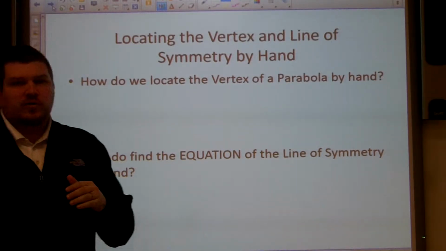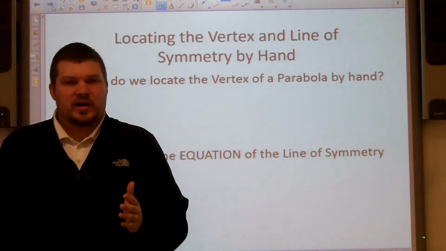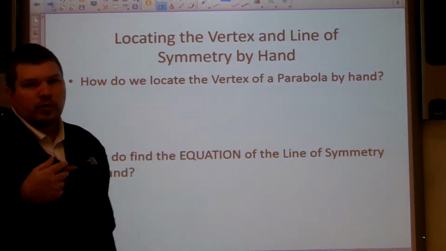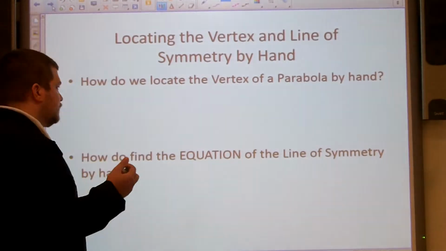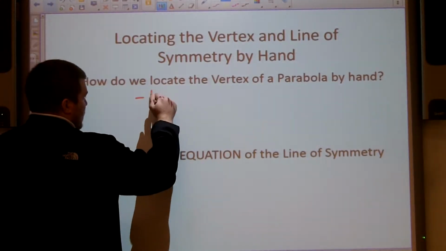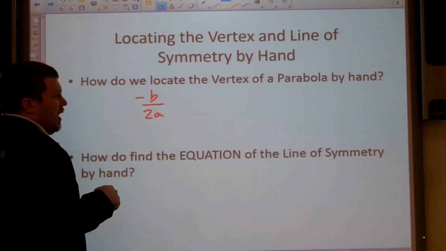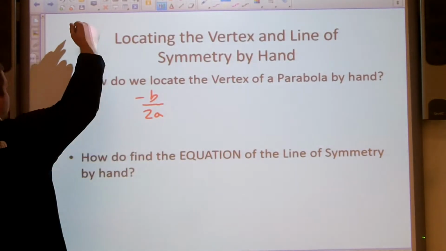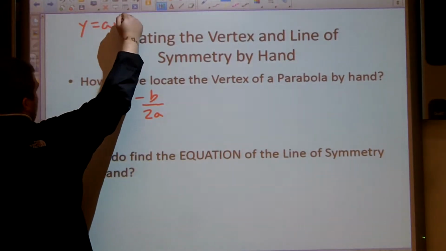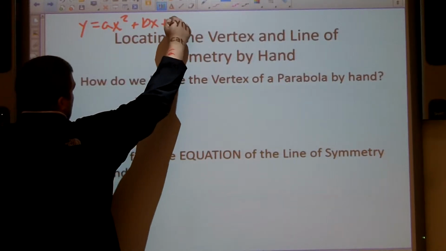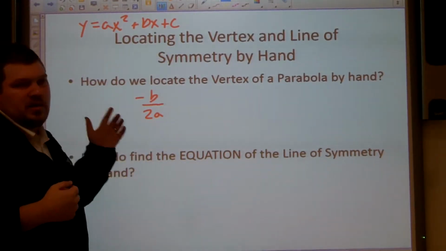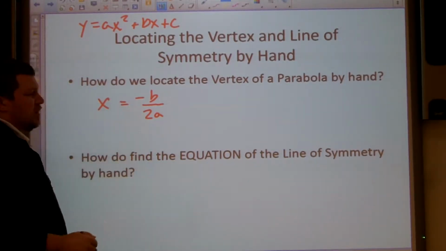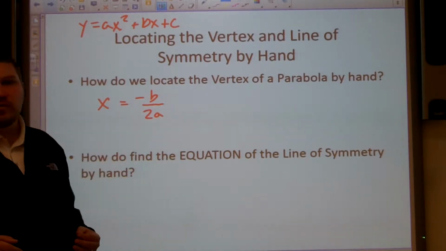Okay, so how do we locate the vertex of a parabola by hand? Well, it's pretty easy. All you have to do, remember the vertex is an ordered pair. So what we're going to do is first find the x value. So it's negative b over 2a. And remember, that just comes from y equals ax squared plus bx plus c. So I'm going to write that down just so we don't forget it. So we're just using those numbers. a is a number, b is a number. So our x coordinate is that, negative b over 2a.